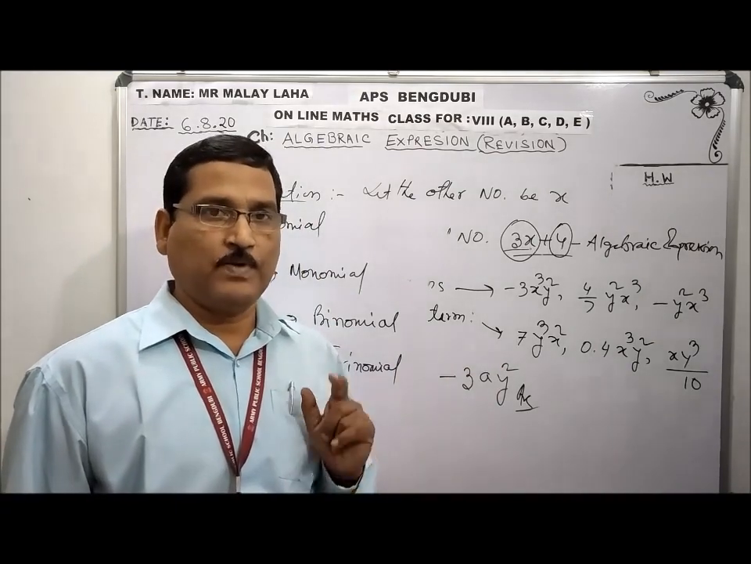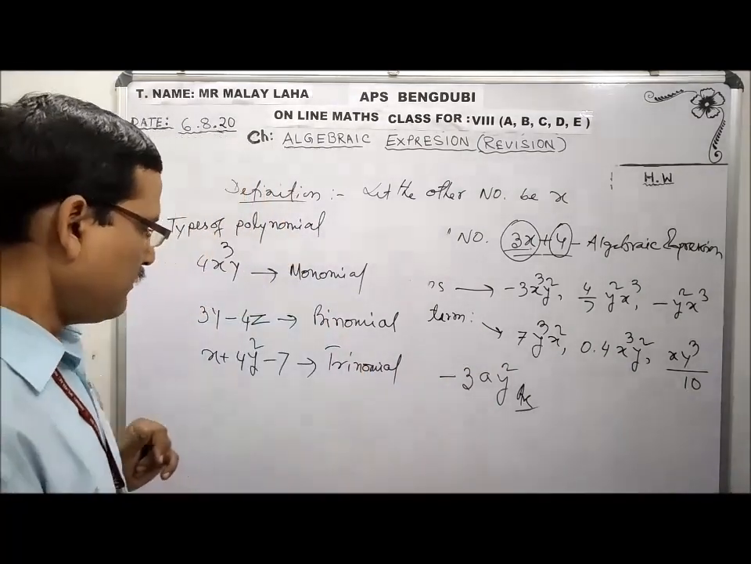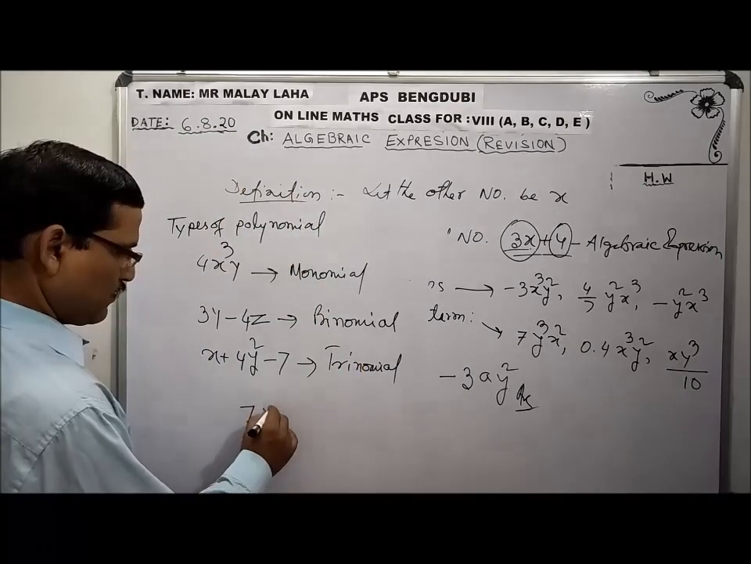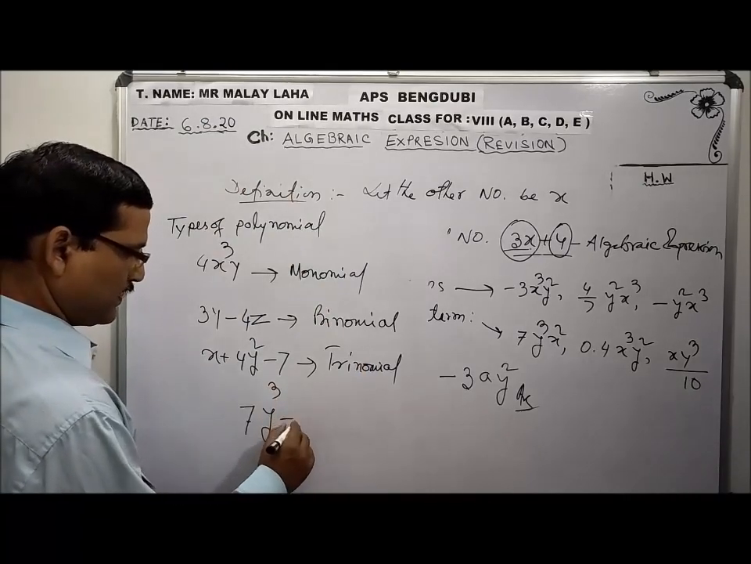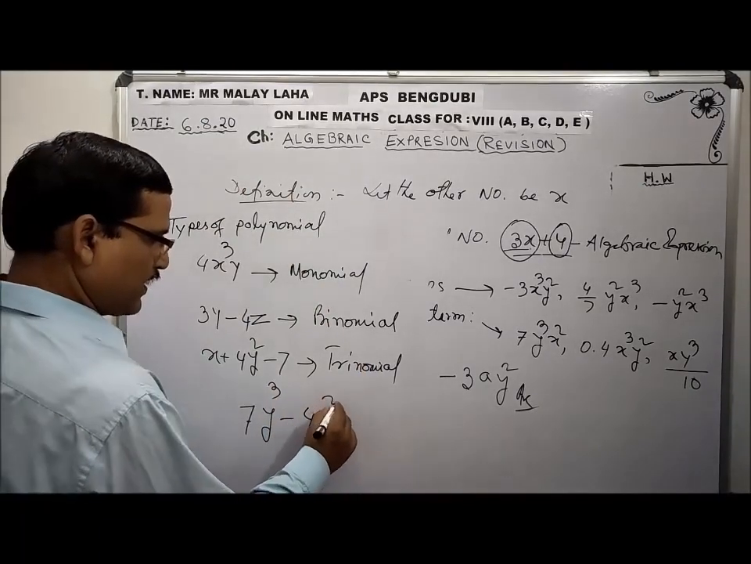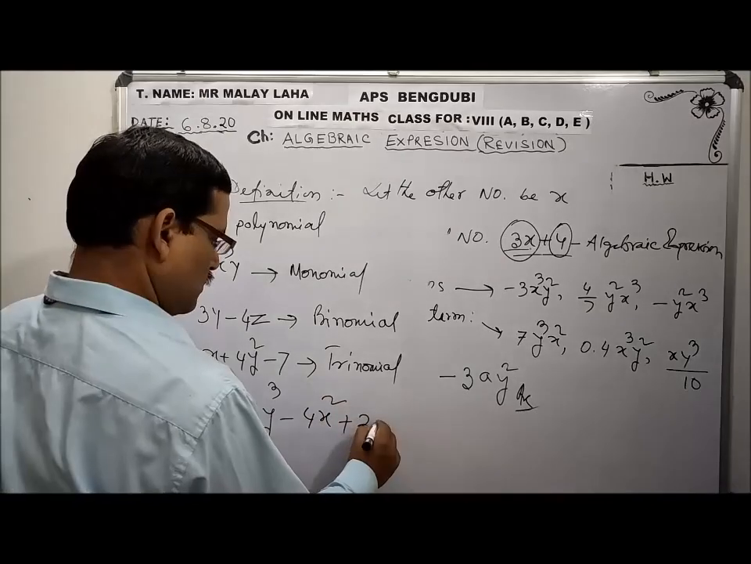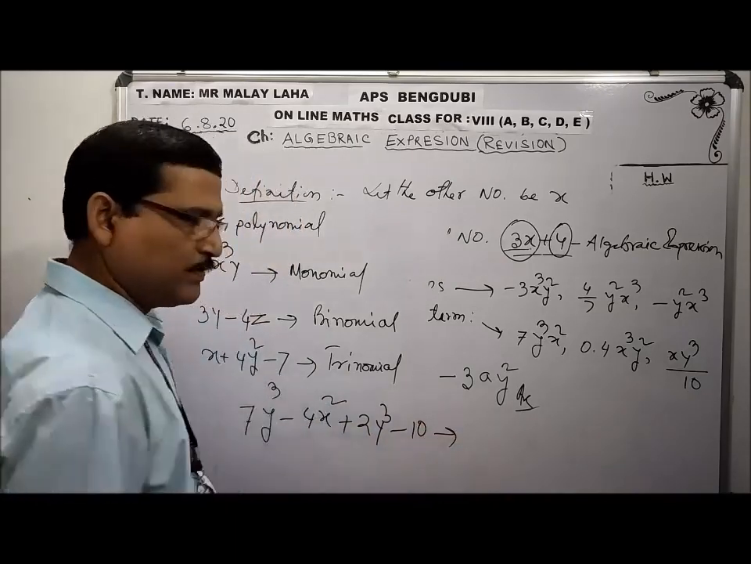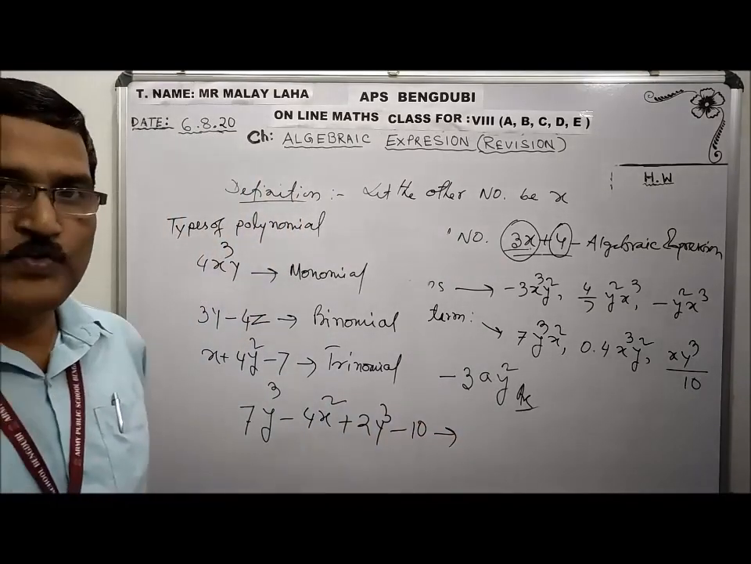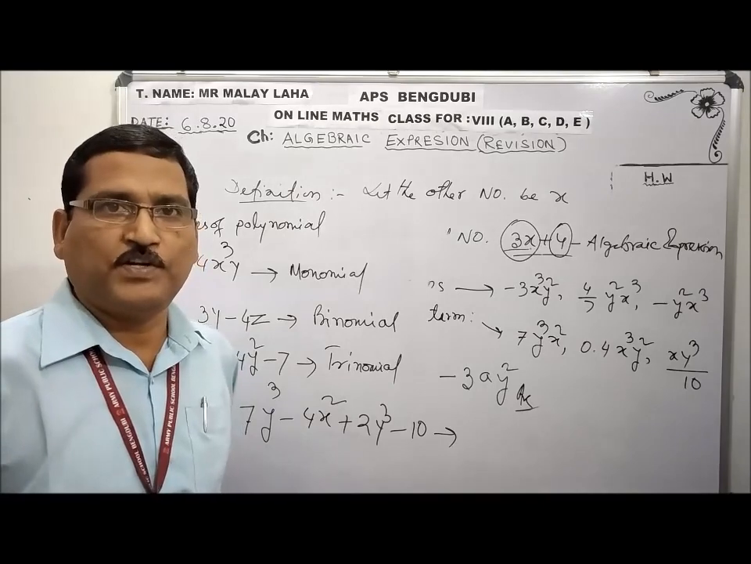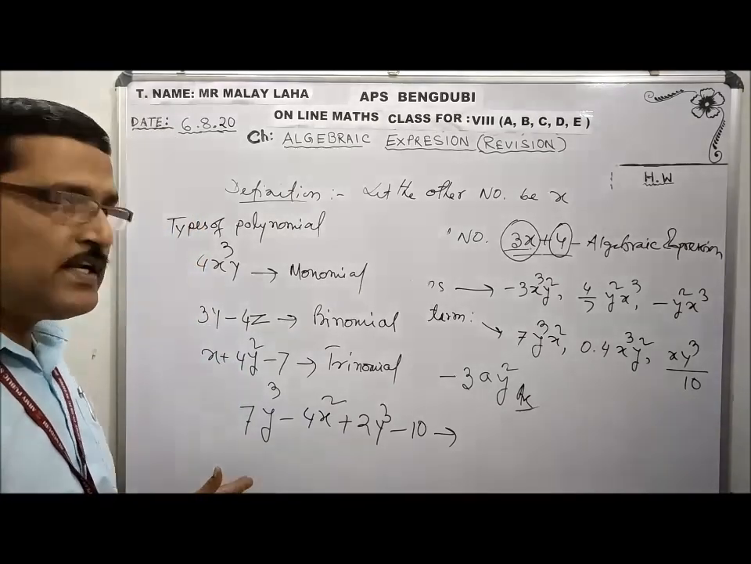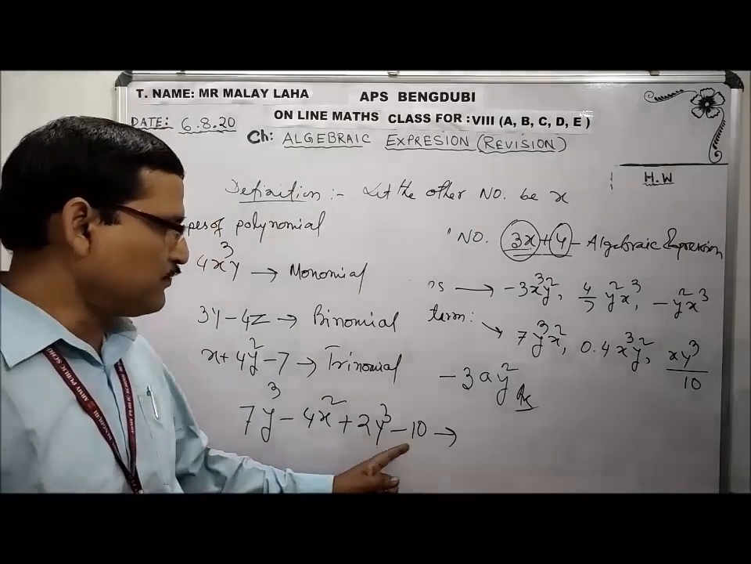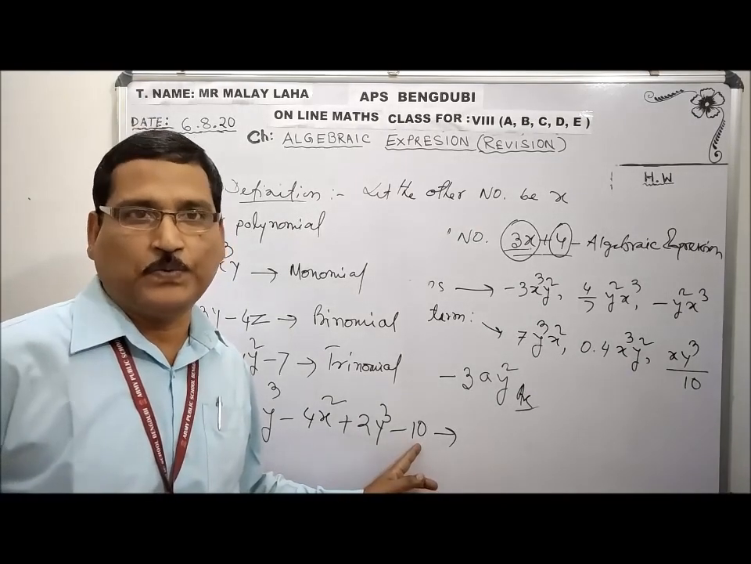Now, an important question area is that suppose I say 7y cube minus 4x square plus 2y cube minus 10. What will be the answer? What type of polynomial is it? Monomial, binomial, trinomial, quadrinomial, whatever it is. So generally students make a mistake here. They straight away count 1, 2, 3, 4. So it is quadrinomial. No.